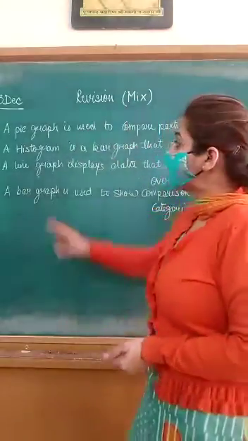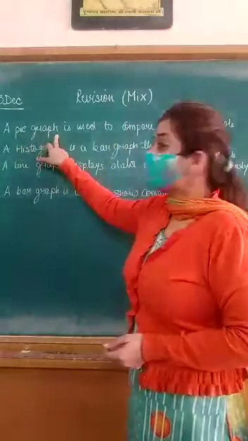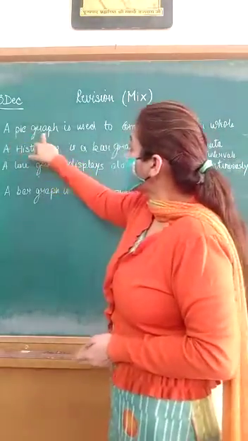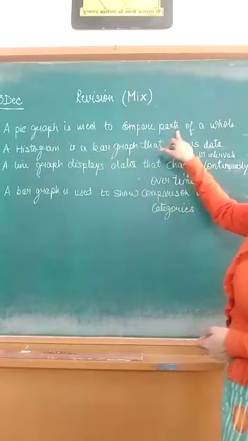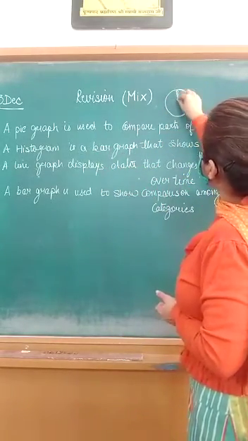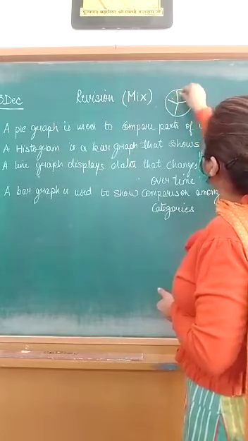So first I have written the definition of the pie graph, that is called pie chart. A pie graph is used to compare the parts of the whole. Means if you draw a circle, in this we are going to discuss the different parts.